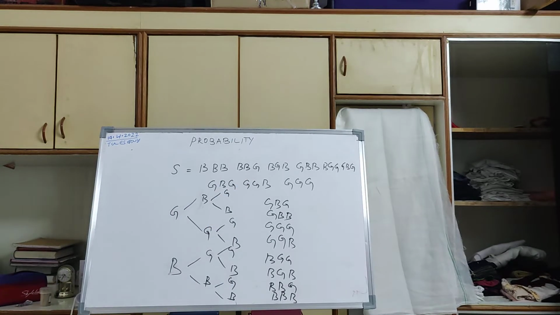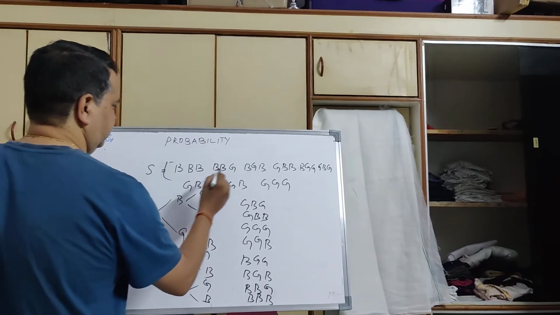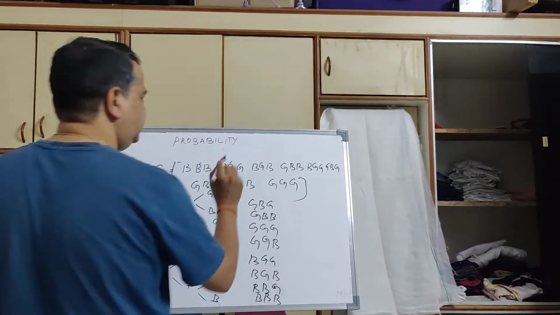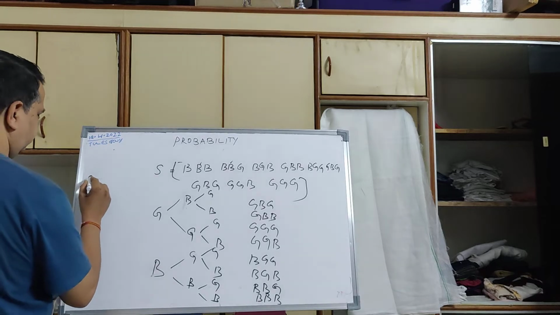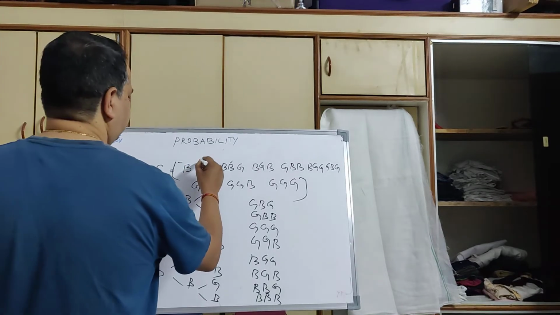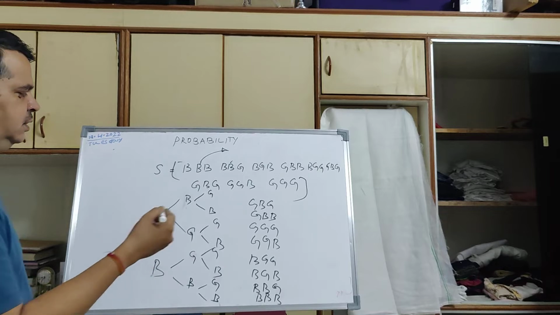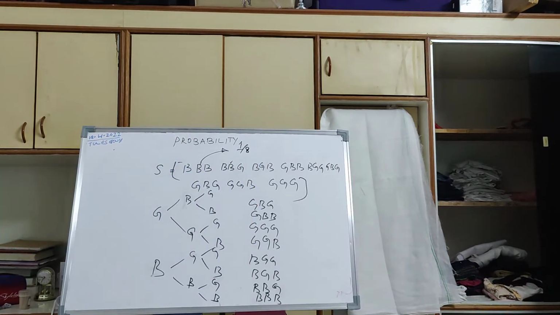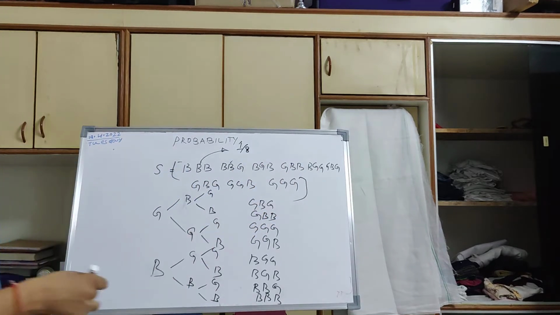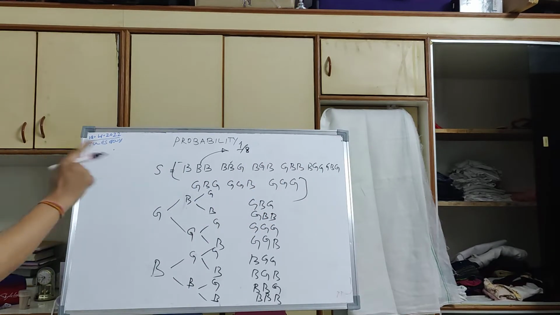So 8. Each of them is a sample point. This is a sample point, this is a sample point, and so on. So the probability of a sample point will be 1 by 8, because there are 8 sample points. So the probability of each sample point is 1 by 8.